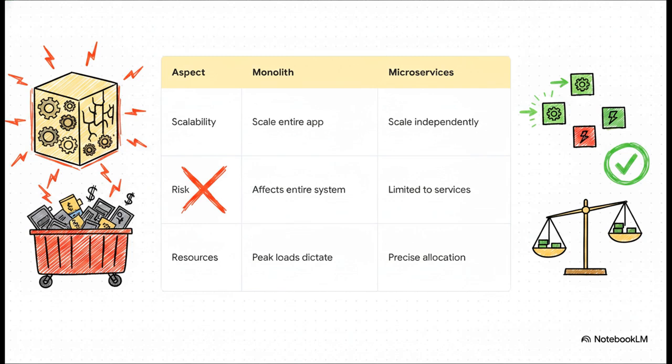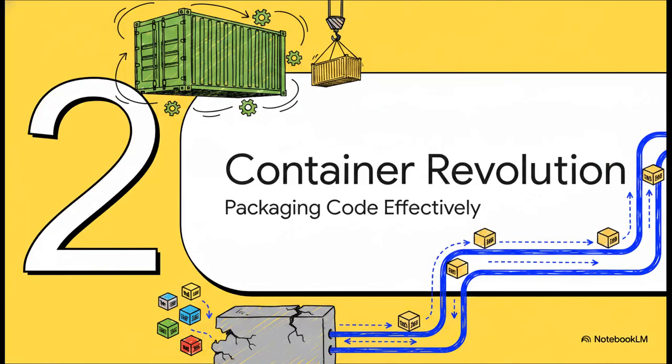Then there's risk management. In a monolith, changing one line of code can cascade and take down the entire system. Microservices isolate that blast radius. In fact, research shows that doing microservices right can slash development cycle times by up to 75%. That is literally the difference between dragging along a sluggish legacy system and shipping highly competitive modern software. Which brings us to part two, the container revolution.